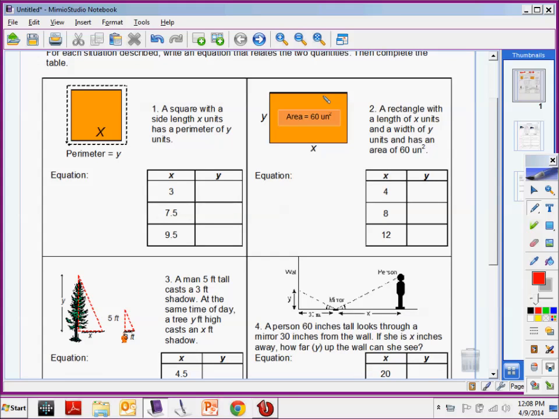So here I have a square, right? And I have the length is my X. So this is my X. And the width is my Y.